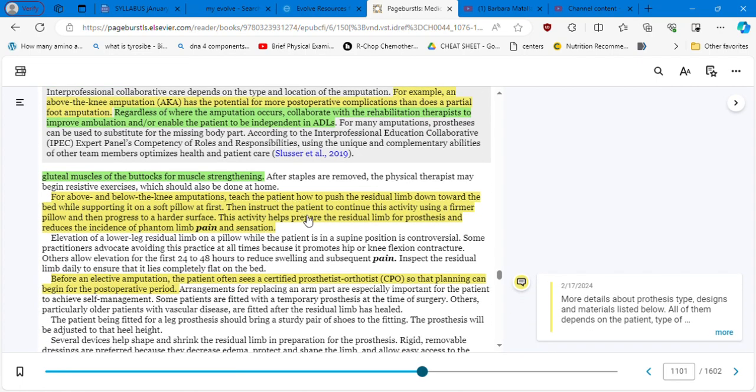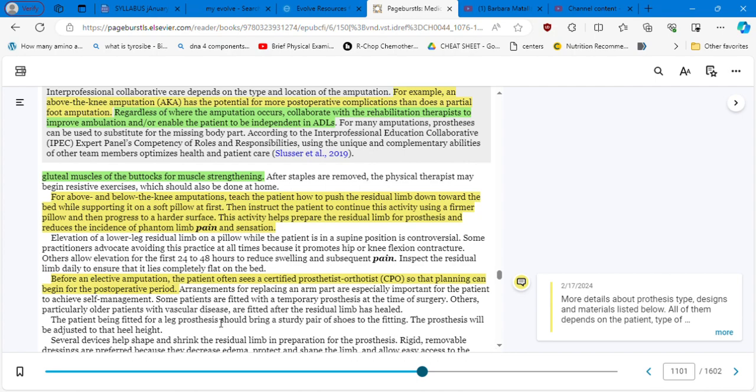Teach the patient how to push the residual limb down toward the bed while supporting it on a soft pillow at first. Then instruct the patient to continue this activity using a firmer pillow and then progress to a harder surface. This activity helps prepare the residual limb for prosthesis and reduces the incidence of phantom limb pain and sensation. So this preparation is little by little, right?